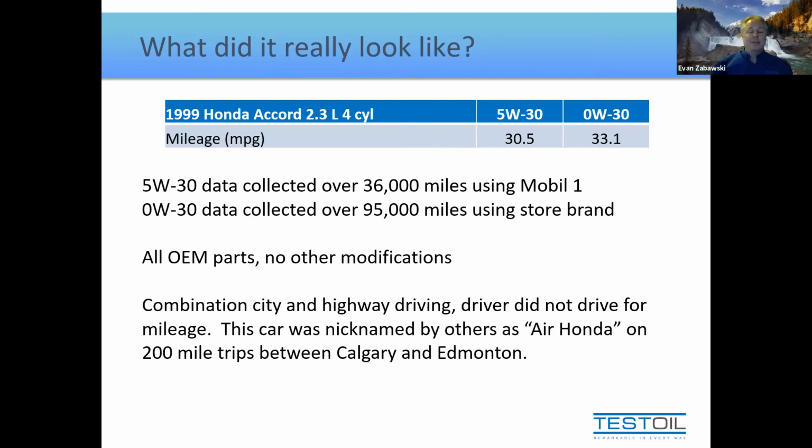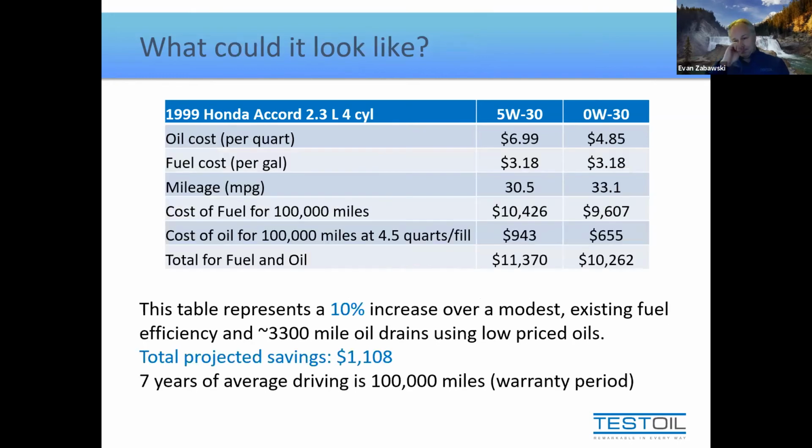Roughly a 10% increase. So I figured out then, what would it have looked like had I made the switch from new and driven 100,000 miles using the 0 rather than the 5? And this is what the numbers would work out to be. So it works out to be a little more than $1,000 savings. Now that suddenly seems like math that's worth doing, right?